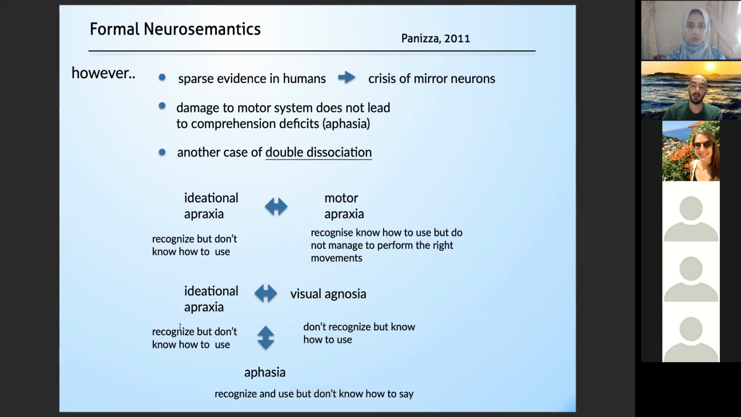How would you make the coffee if you can't recognize? You actually recognize and use, but don't know how to name it or how to talk about that, okay? So all this is evidence for a more specific localization of different functions, and again, not some kind of general principle like mirror neurons in just one circuit doing all the job.